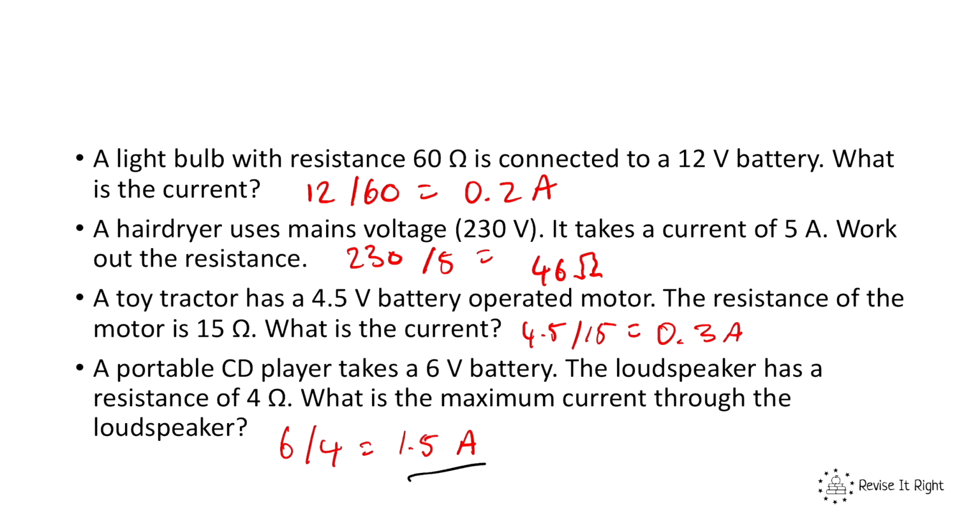So we've now looked at what we mean by resistance and how we link resistance with current and potential difference using the equation V equals I times R.